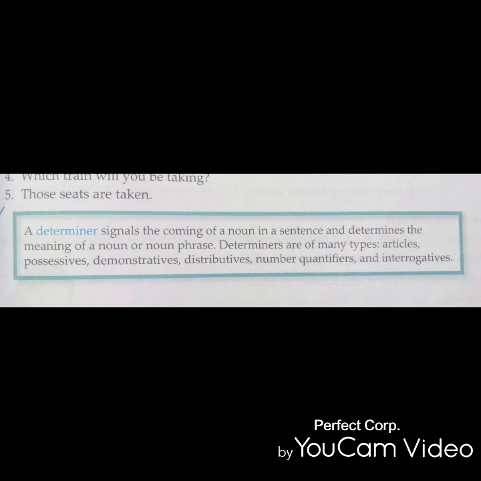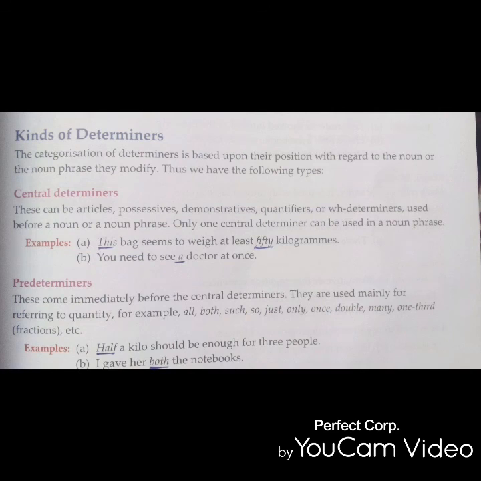A determiner signals the coming of a noun in a sentence and determines the meaning of a noun or noun phrase. Determiners are of many types: articles, possessive, demonstrative, distributive, number quantifiers and interrogative. In a simple way, we say determiners come with a noun. They give the signal that a noun is in the sentence.